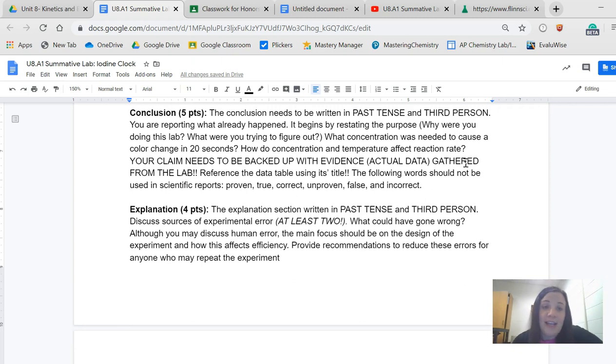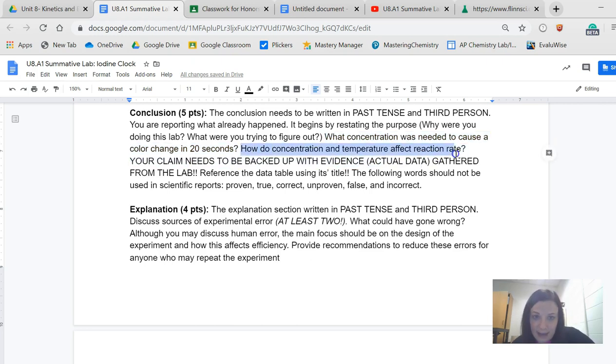All right, conclusion. Again, past tense, third person. It begins by restating the purpose. So the purpose of the lab was blank. First thing you have to tell me is what concentration was needed to cause a color change in 20 seconds. Again, past tense, third person. The concentration needed to cause a color change in 20 seconds was blank molar.